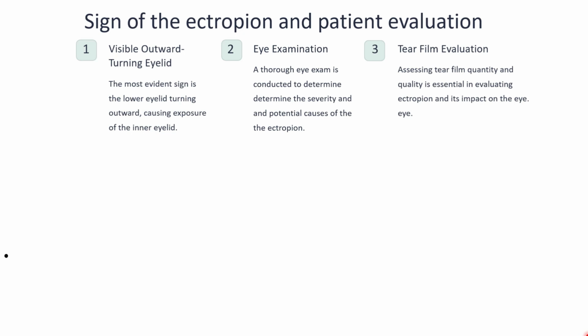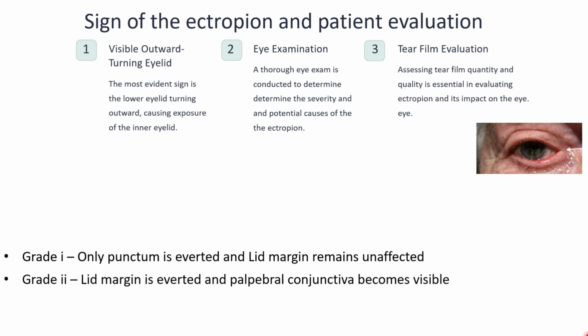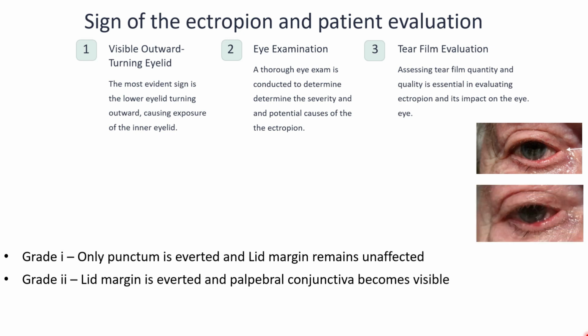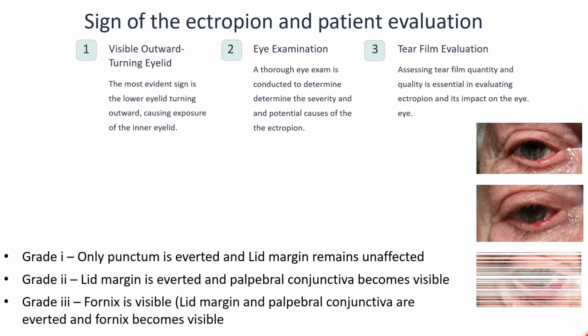Grade 1, if only the punctum is everted and the lid margin remains relatively unaffected. Grade 2, if the lid margin is everted and the palpebral conjunctiva becomes visible. And grade 3, if the fornix is visible, it means lid margin and palpebral conjunctiva are everted, and fornix, the deepest part of the conjunctival sac, becomes visible.